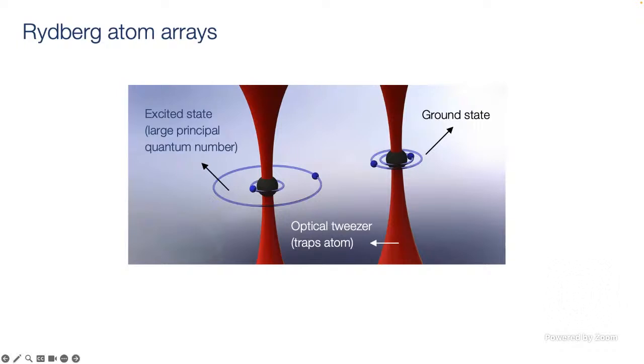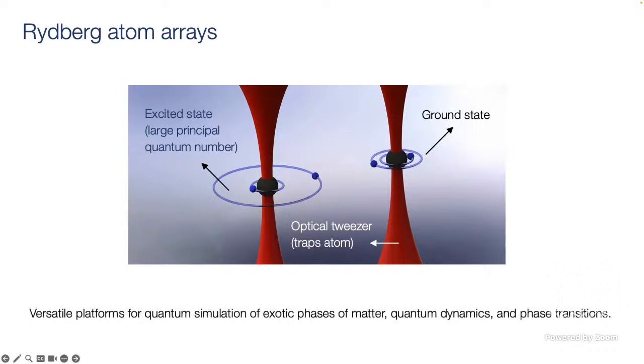And each atom, at least for a theorist's purpose, can be in one of two states. They can either be in their atomic ground state, or they can be in a very highly excited Rydberg state, which has a large principal quantum number. And although this is a relatively new technology compared to, say, superconducting circuits, over the last decade or so, these have turned into incredibly versatile platforms for quantum simulation of exotic phases of matter, phase transitions, and quantum dynamics.